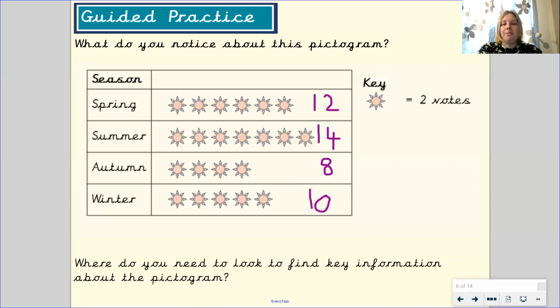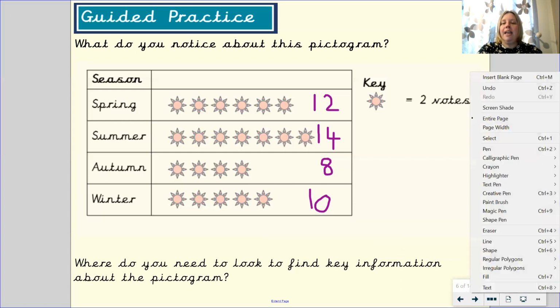Let's think about this part of our question. Where do you need to look to find key information about the pictogram? Pause your video and have a think about where you would go to find the key information.